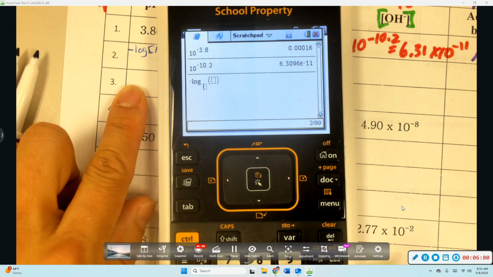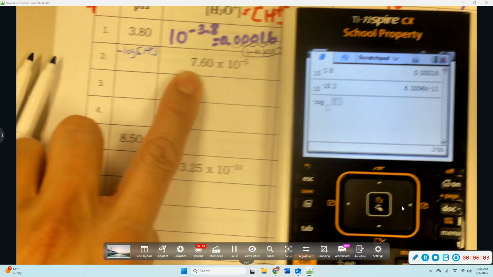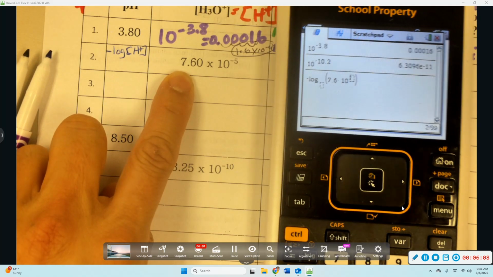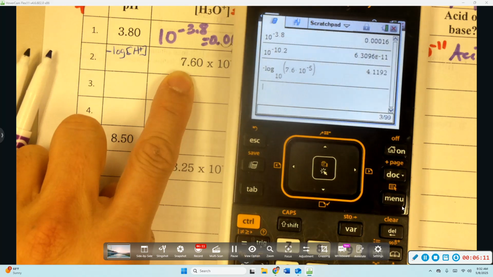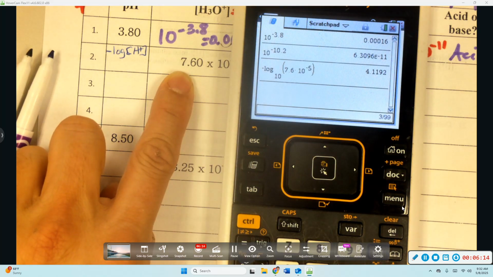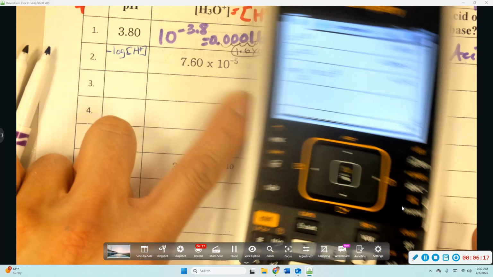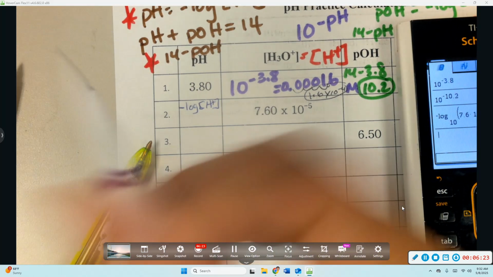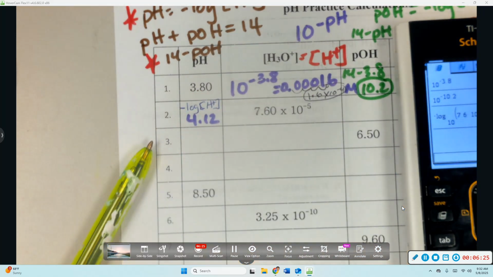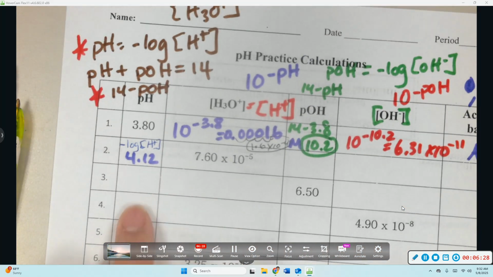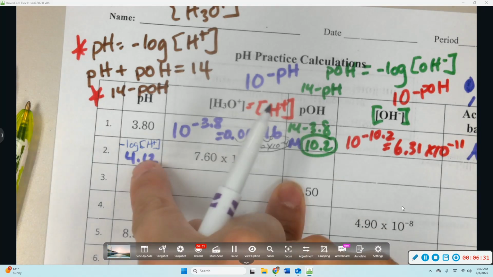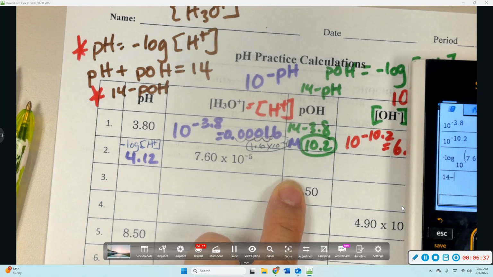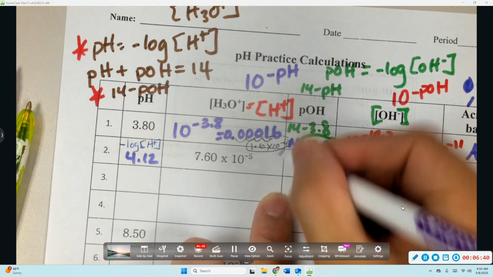Negative log 7.6 times 10 raised to the negative 5. Type it like that, and if I hit enter, yeah, it's automatically going to put the 10 for you. So type negative log 7.6 times 10 to the negative 5, and that'll give you your pH of 4.12. And with pH, you can find pOH. 14 minus pH, 14 minus 4.12 equals 9.88.